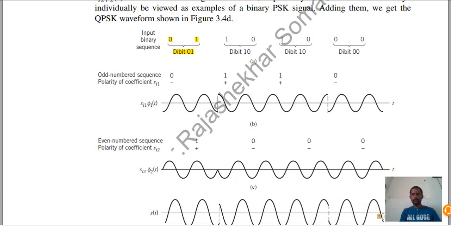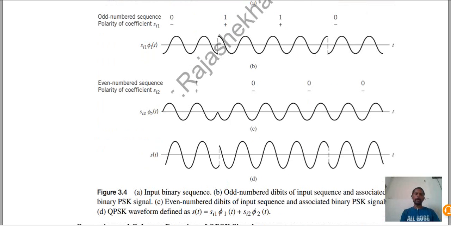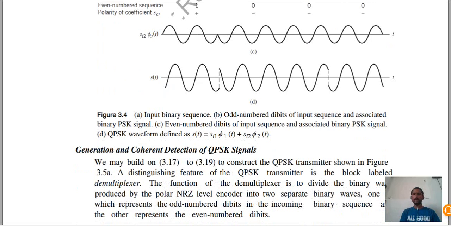Finally, combining SI1 with phi 1 of t and SI2 with phi 2 of t, you will get the quadriphase scheme that is shown in figure 3.4d. This is one simple example of how to get the QPSK signal, combining the odd numbered sequence with the first basis function and the even numbered sequence with the second basis function, and that will generate the QPSK waveform.